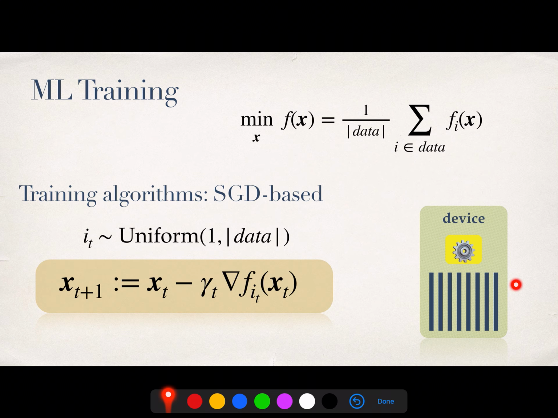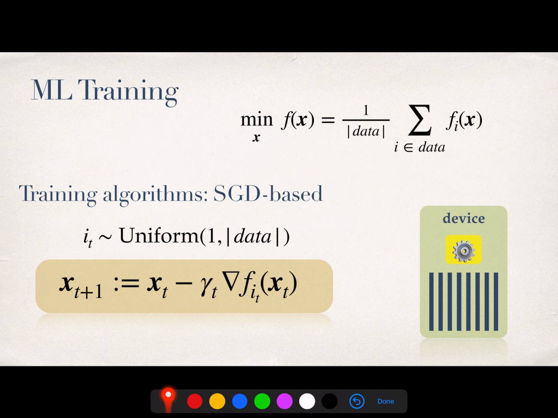If you look at the device, here we illustrate the data points as maybe these vertical bars, and then you have some compute capacity, which allows you to, for example, compute the gradient of one of these partial functions. This is exactly what SGD does, so this is a recap. Hope it's not boring. You know this already. You just pick one data point at random, compute the gradient of that one function, f_i, and then you have a step size in front of that gradient.